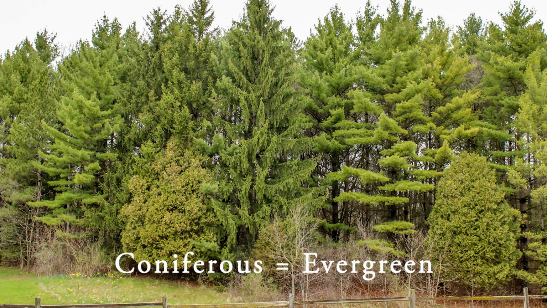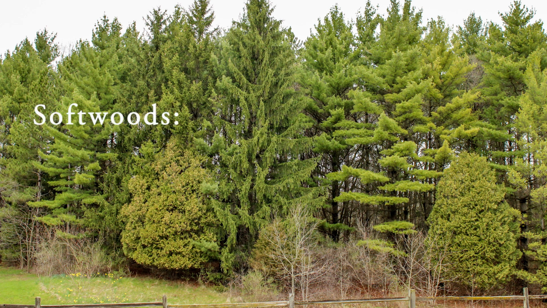When we're talking about coniferous trees, we're talking about evergreen trees, or trees that stay green all year round and don't drop their leaves in the winter. These trees make up our softwoods. Trees like spruce, pine, hemlock, and fir are all evergreen trees, and they are categorized as softwoods. In the image here, you can see a grove of evergreen trees made up of arborvitae, spruce, and pine.